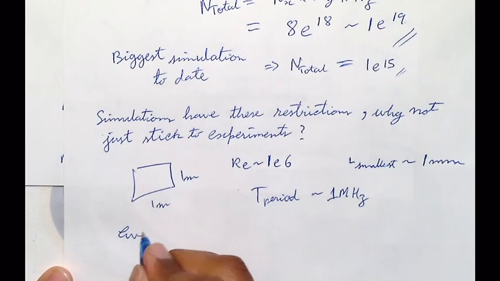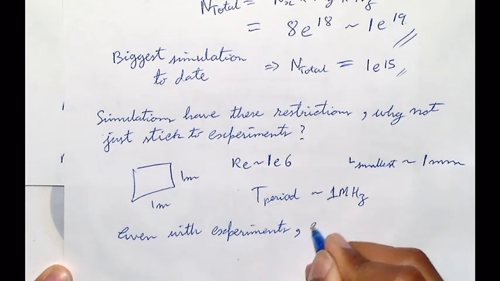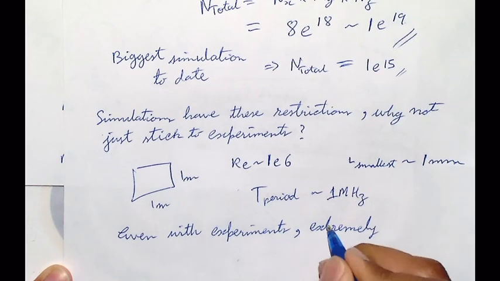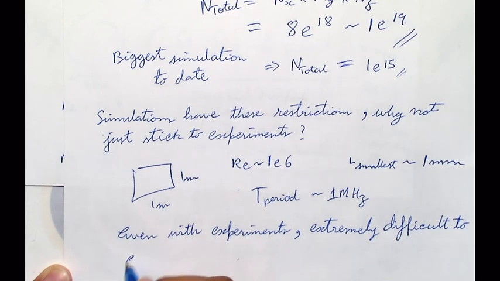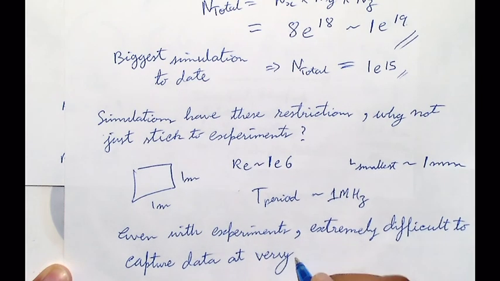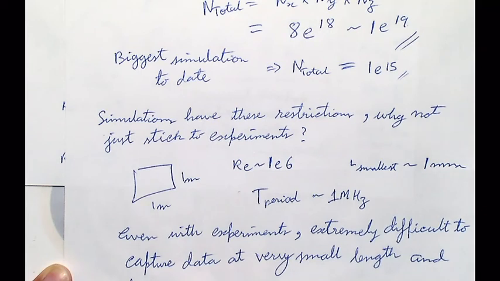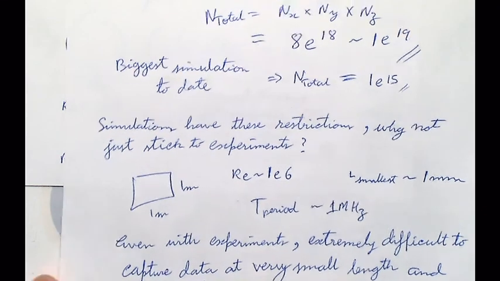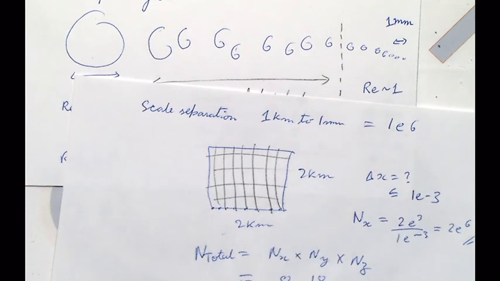So even with experiments, it's extremely difficult to capture data at very small length and time scales. Even if we do a laboratory experiment, forget about weather prediction, a kilometer by 2 kilometers, which is again a very small real area, where weather cells are tens of kilometers across.